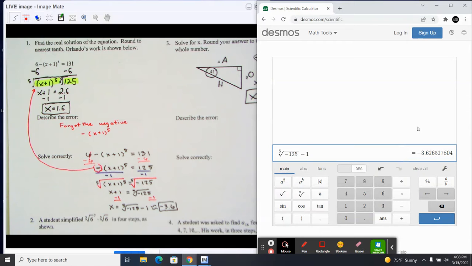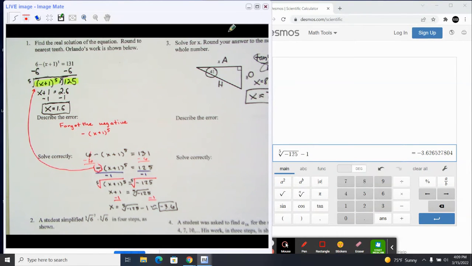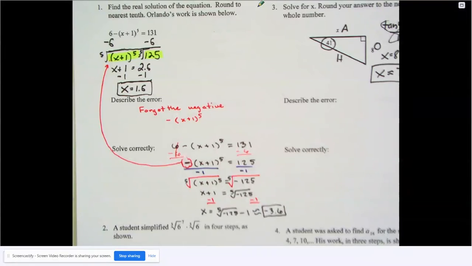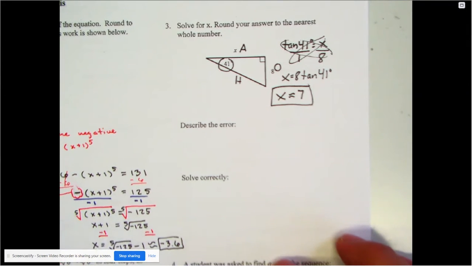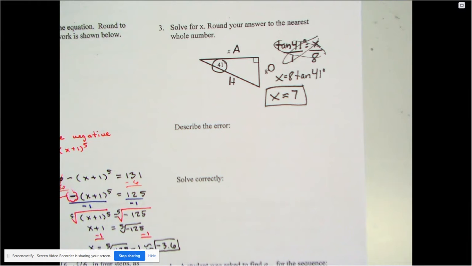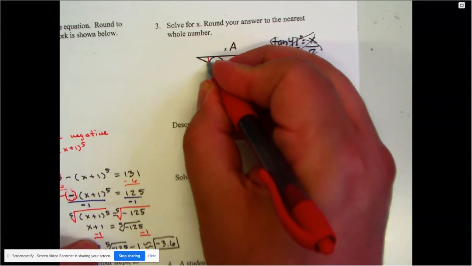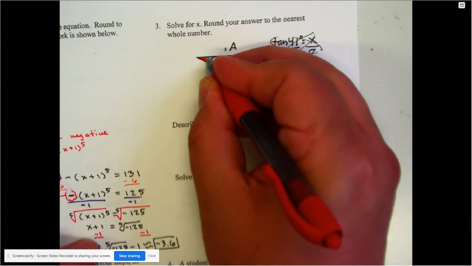Now, question number 2. Actually, let's do number 3 since it's right next to it. So in question number 3, here we go. It looks like they brought SOHCAHTOA into the mix. So we're going to start from the beginning, right? We mark our angle. So the 41 is our angle.